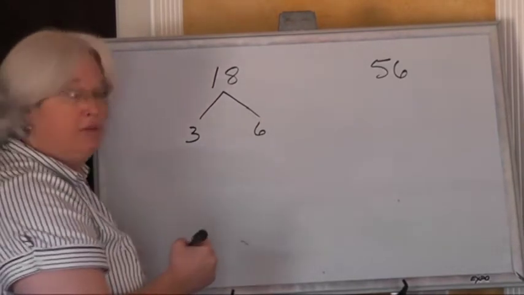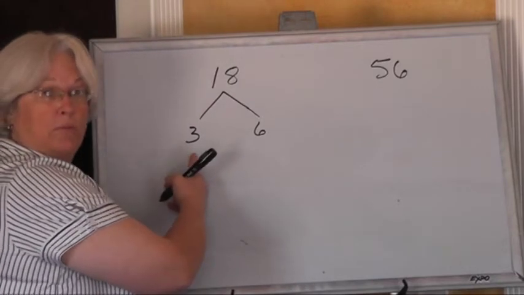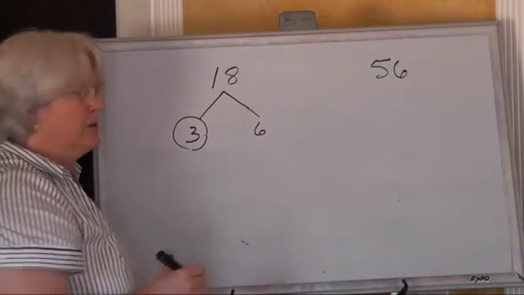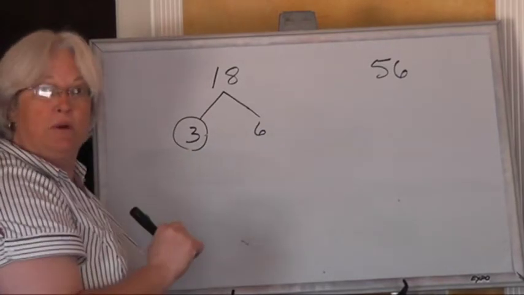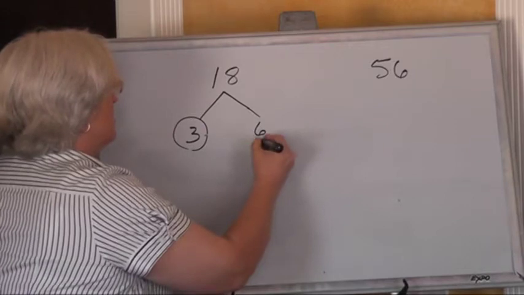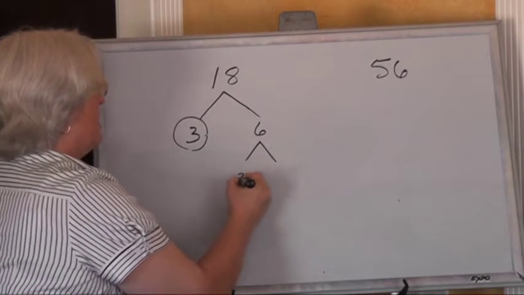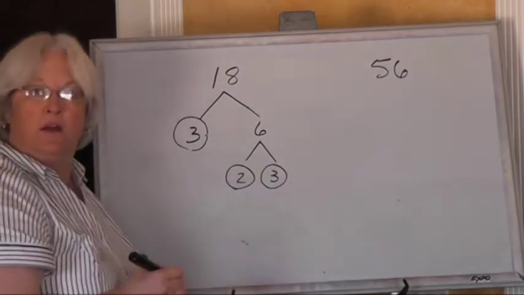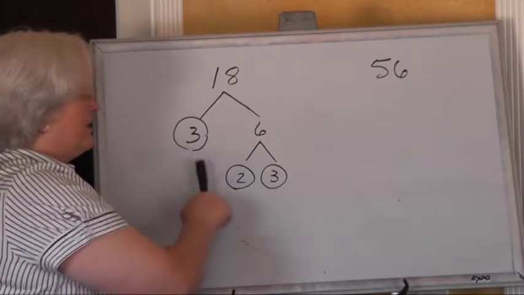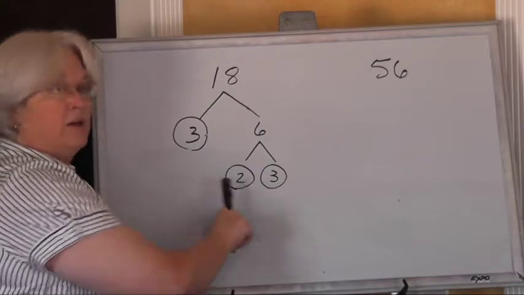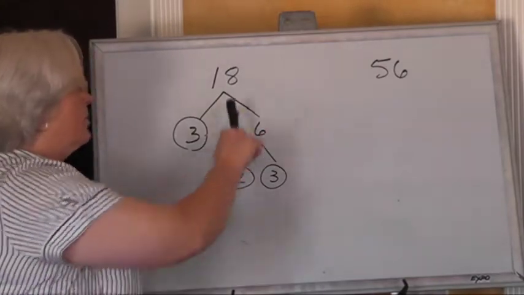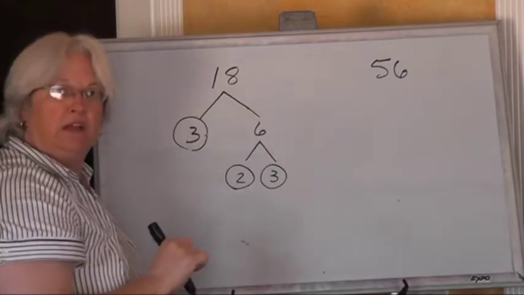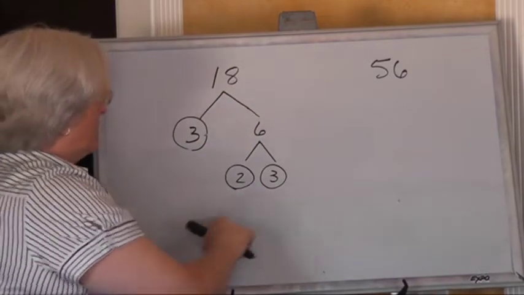3 times 6 is 18. Is 3 a prime number? Yes, it is. As soon as you end up with a prime number, you can circle it. Is 6 a prime number? No, 6 is not. So you can factor it further into a 2 and a 3. So now, 3 times 2 is 6, times 3 is 18, we have factored 18 so that it's a product of prime factors.